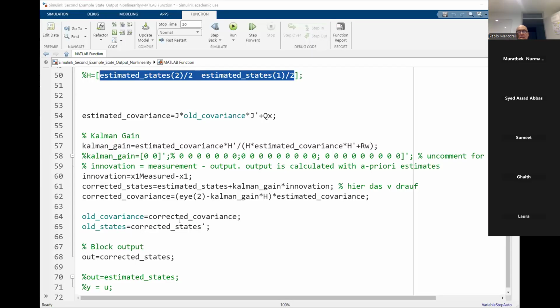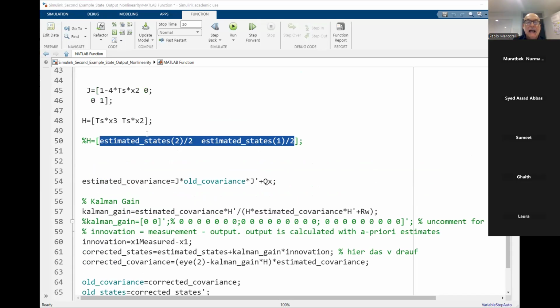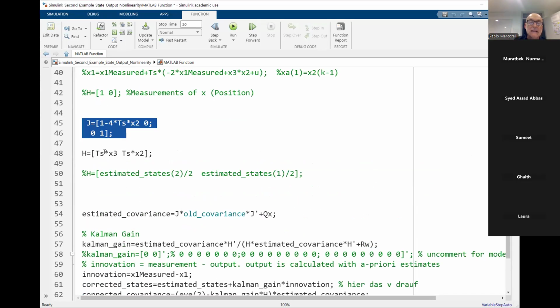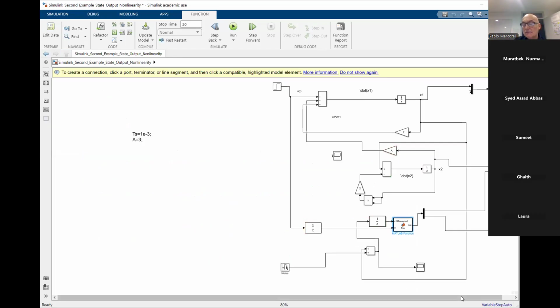The rest does not change. Again, the structure of the extended Kalman filter is always the same. It depends then which dimension and so on. Basically, I copied. Do you remember we discussed together the state Jacobian, and I copy here the output Jacobian. Okay, let me run.